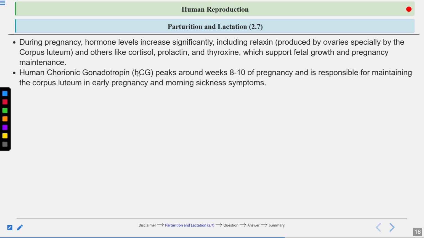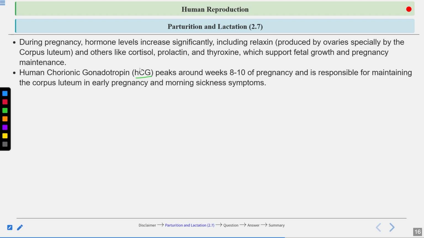Human chorionic gonadotrophin, this is HCG, this is released by the placenta. Okay. So what were the hormones that were released only during pregnancy? These were HCG, HPL, and then relaxin.